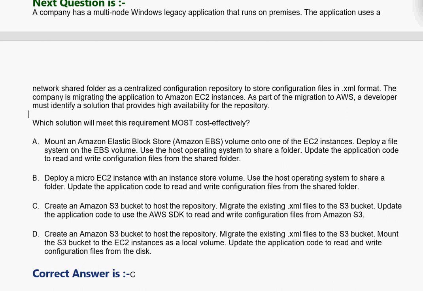Option D. Create an Amazon S3 bucket to host the repository. Migrate the existing XML file to the S3 bucket. Mount the S3 bucket to the EC2 instances as a local volume. Update the application code to read and write configuration files from the disk. The correct answer is C.